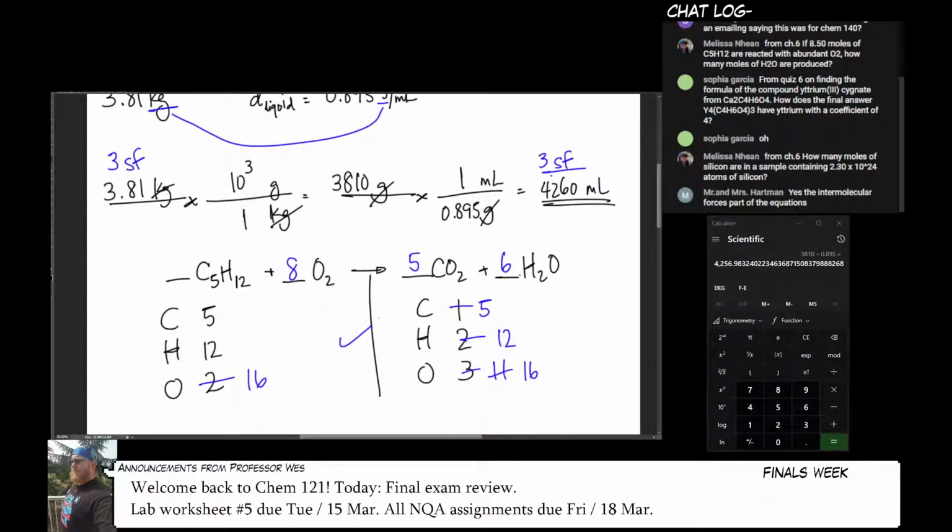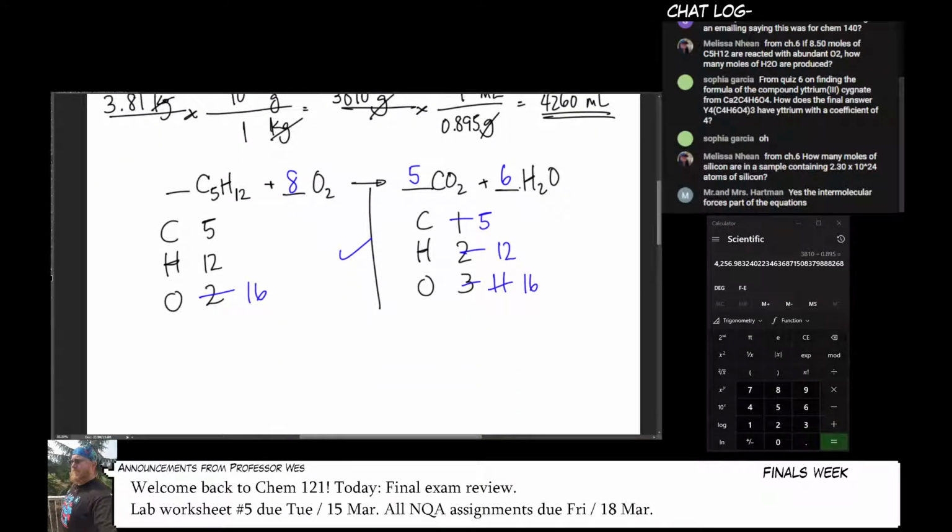Now, we're not going to burn 1 pentane. We're going to burn 8.50 moles of pentane. So we can do that calculation now. And what do we want? Moles of H2O.